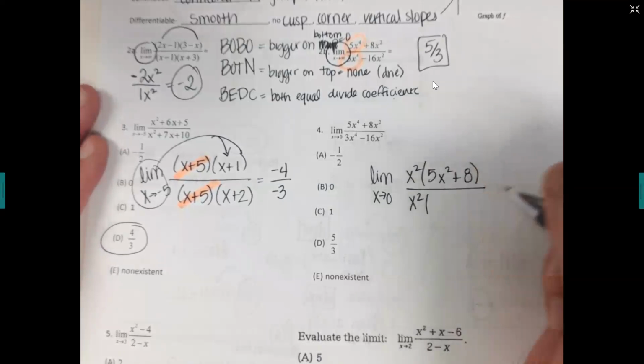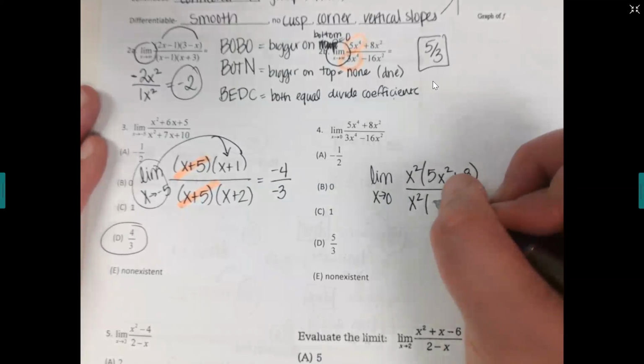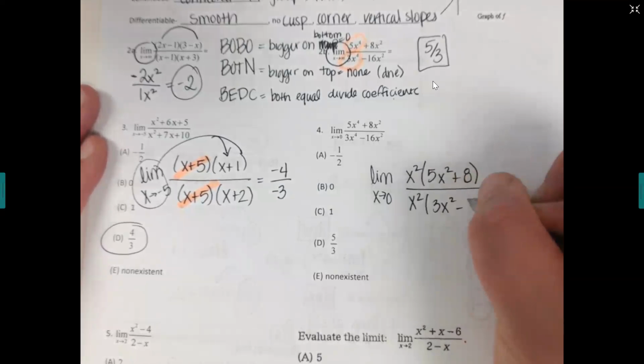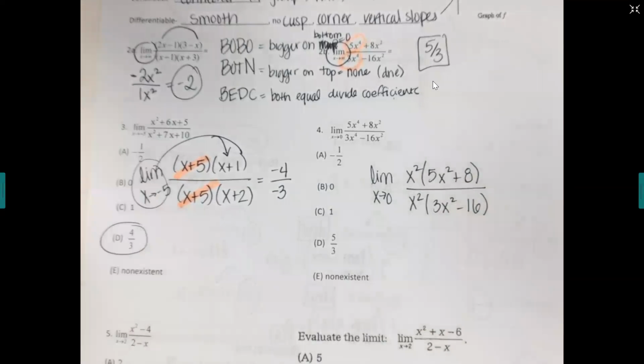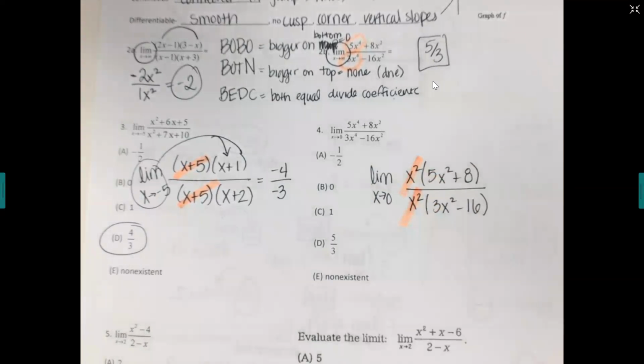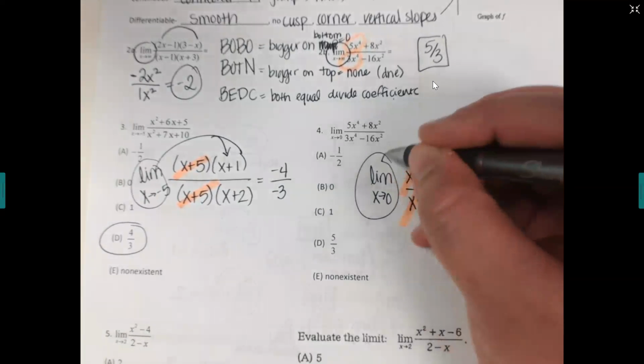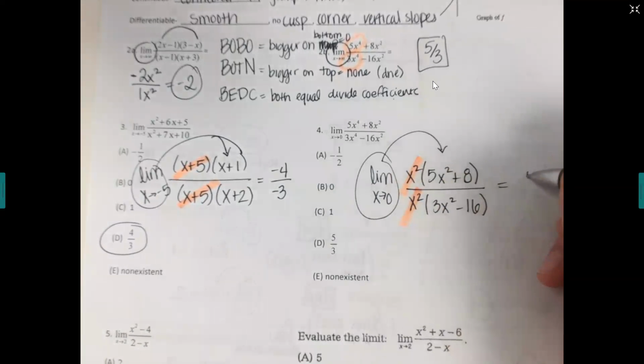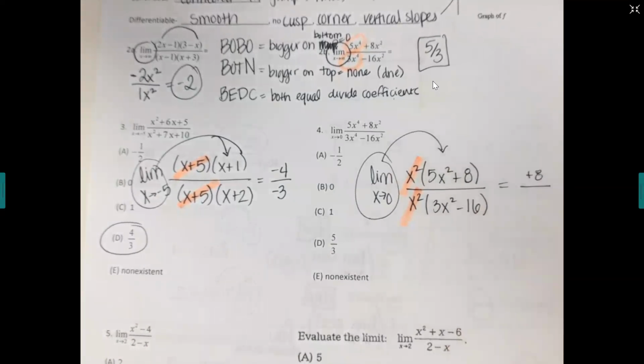That leaves me with what in the parentheses on bottom? And then remember, the whole point of pulling that X squared out is so that when you cross it out, now you'll be able to plug in 0. So if I plug in 0 on top, what am I going to get? Plus 8. And what about on bottom? -16. 8 over 16 is -1/2. Very good. Okay.